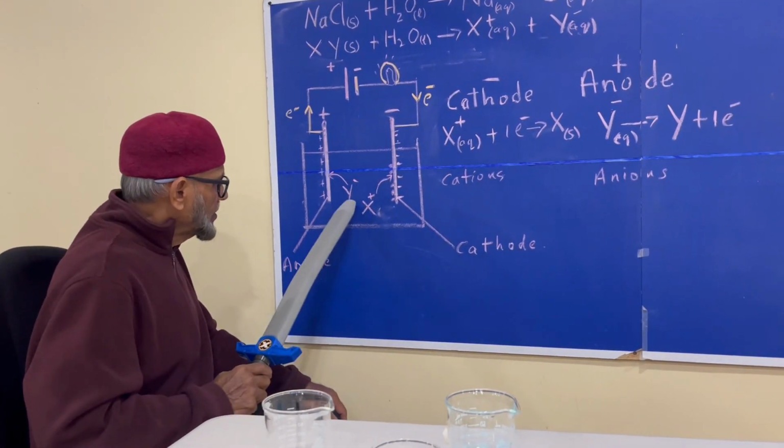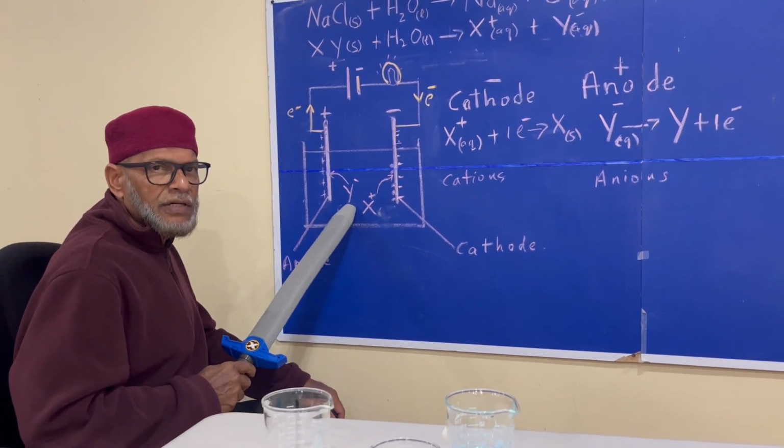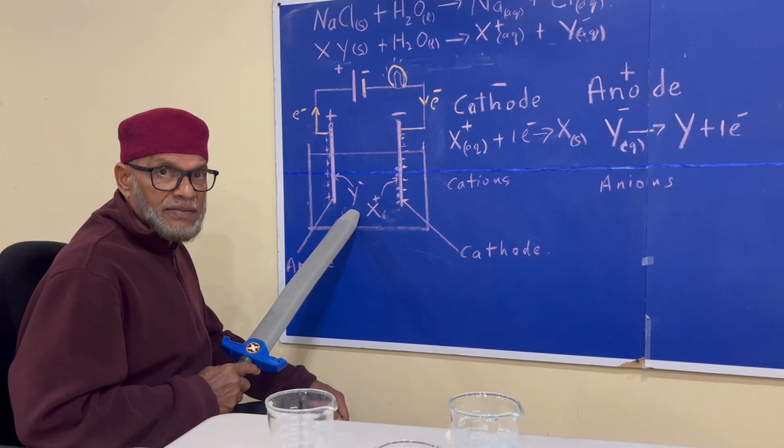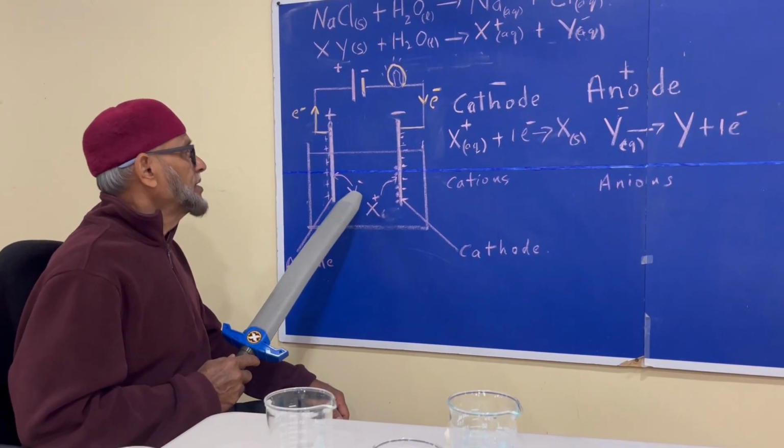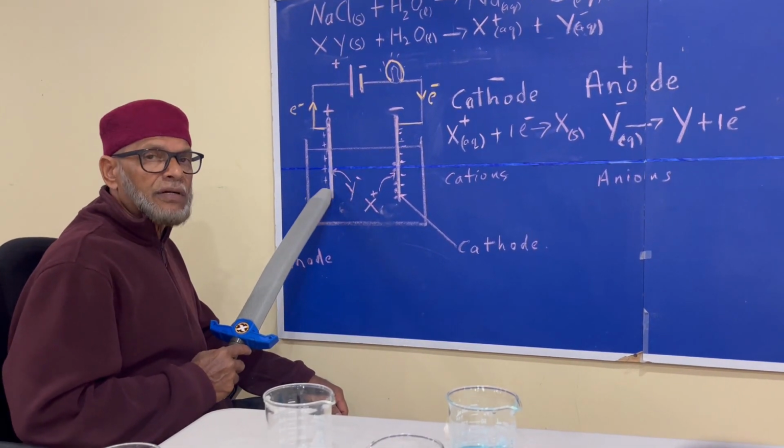On the other side now, these negatively charged ions that we call anions, because they're negatively charged, are attracted by the positively charged anode.